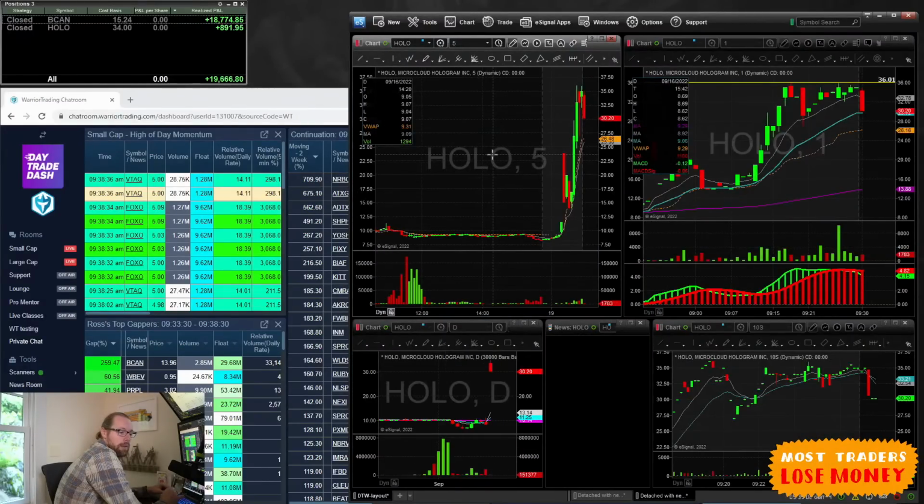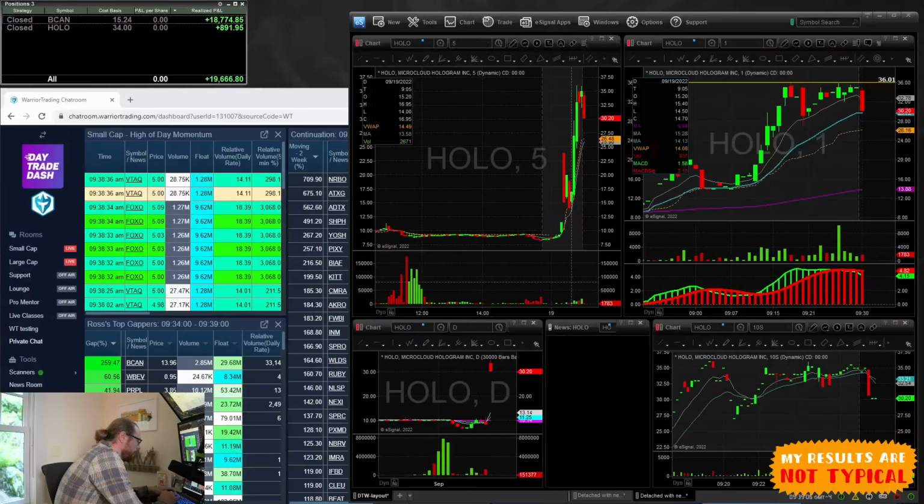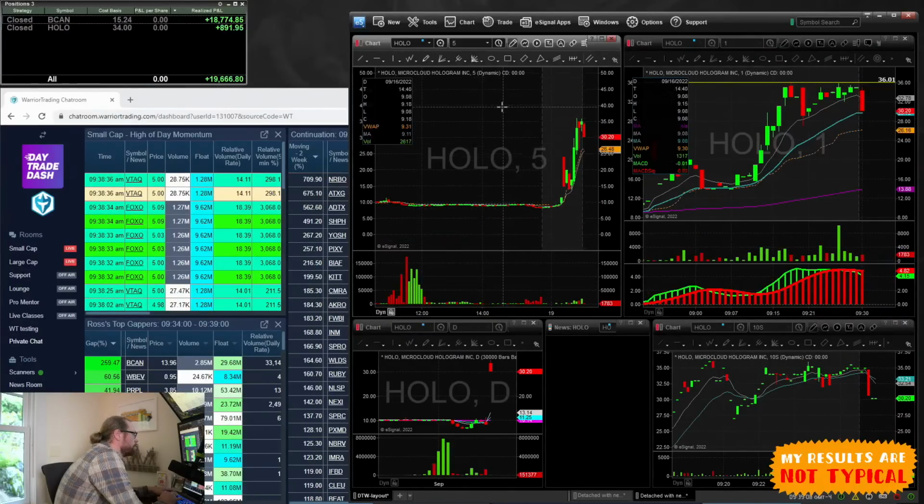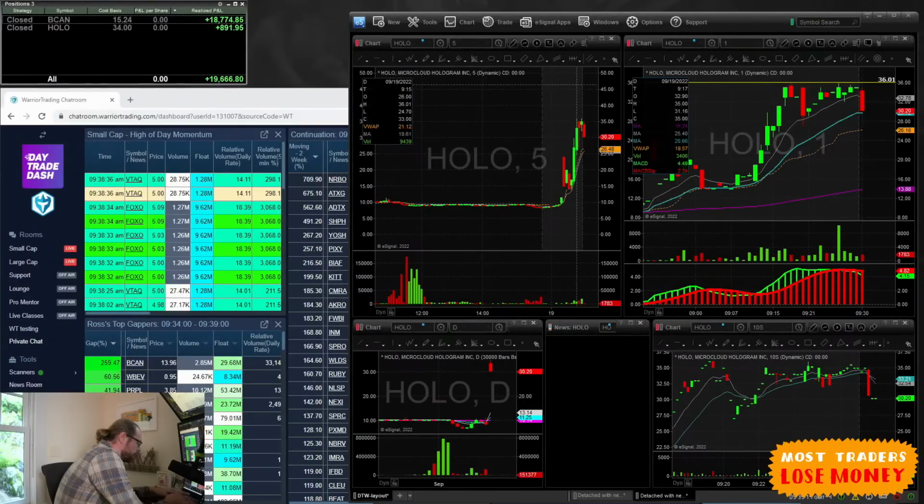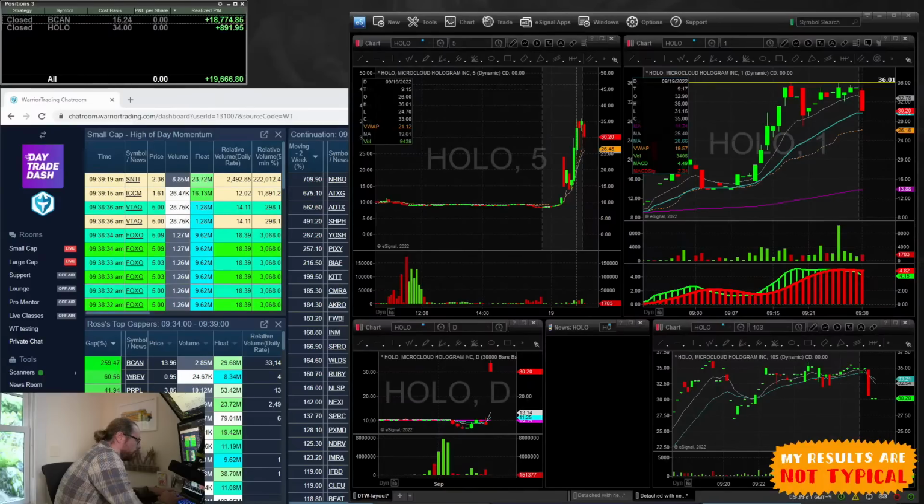HOLO still showing 28. Would watch it for a red to green move if it gets through 36. Have to trade that one with smaller share size. The halt down, it's already on a 10-minute long halt.